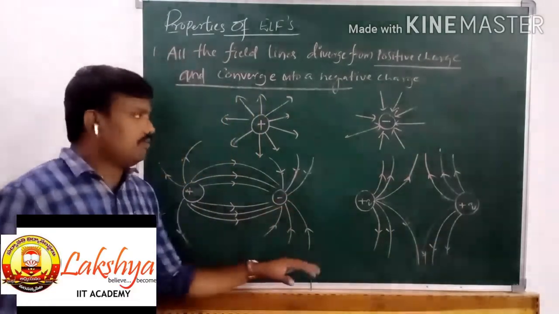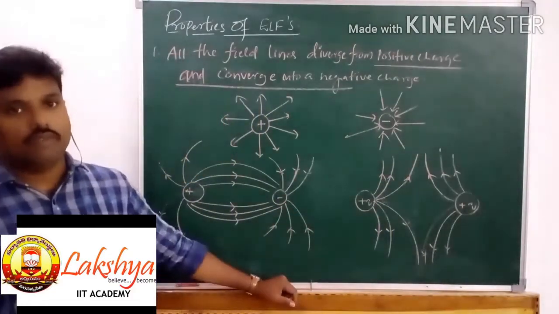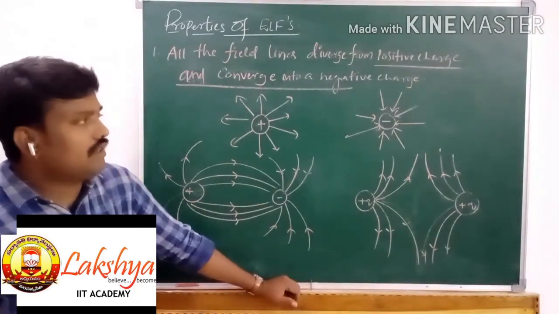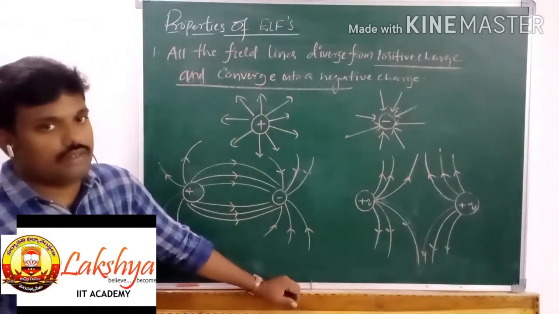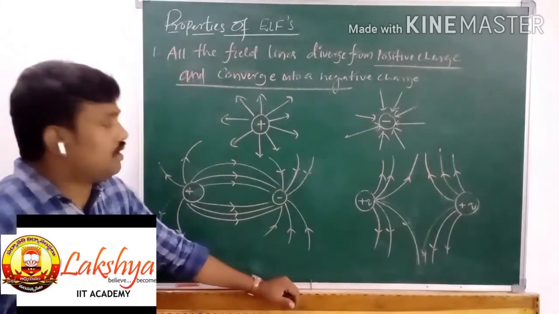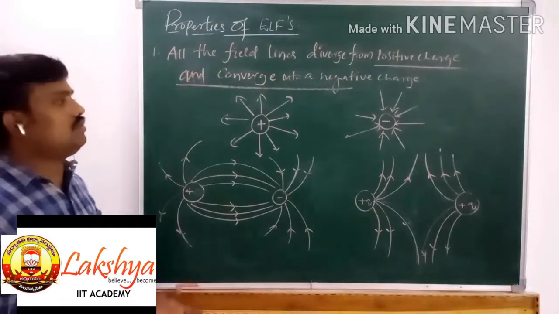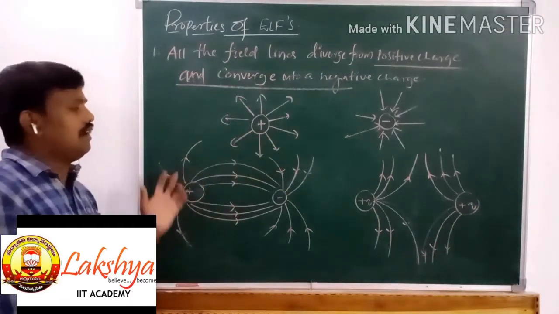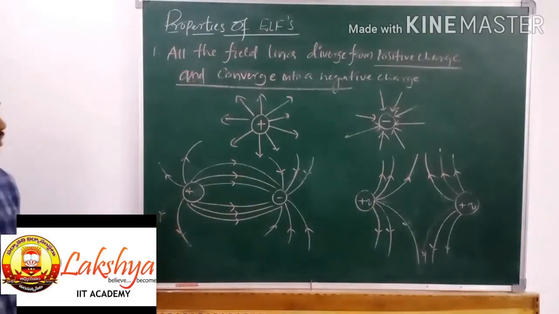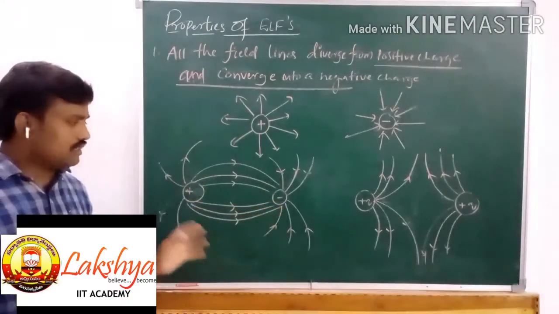So this is a very important point. Why? Because we can isolate positive charge and negative charge, and we can get them individually. Suppose these two charges are at a distance, now the electric field that we can visualize is like this.